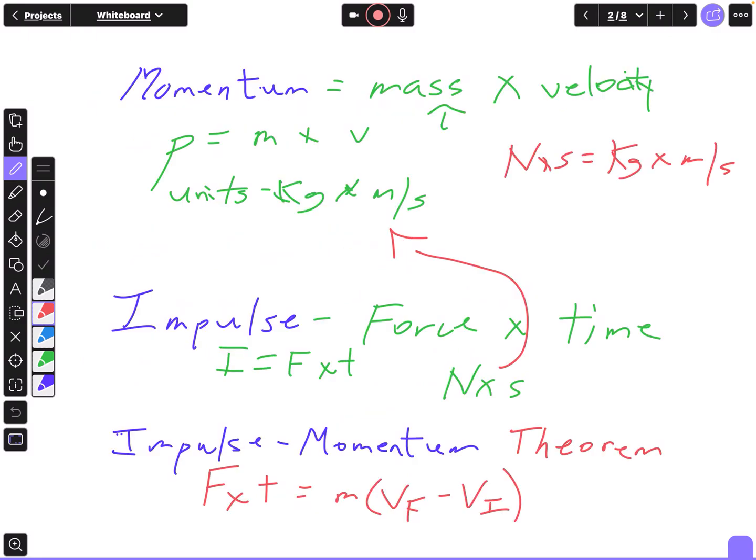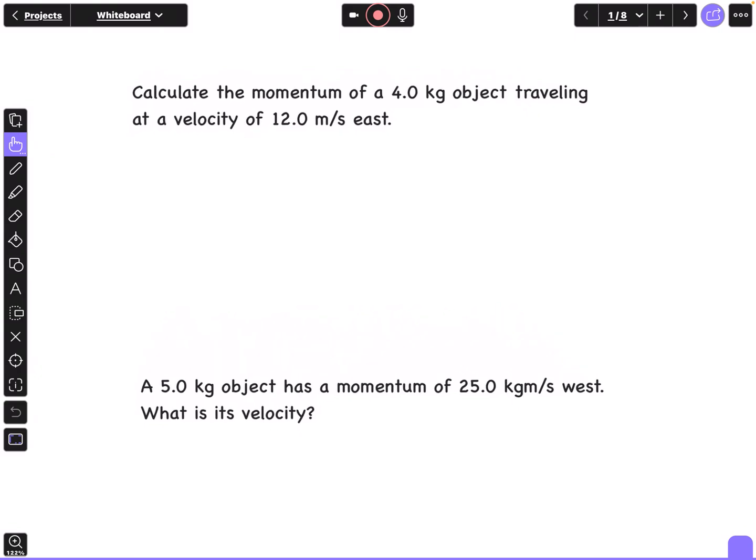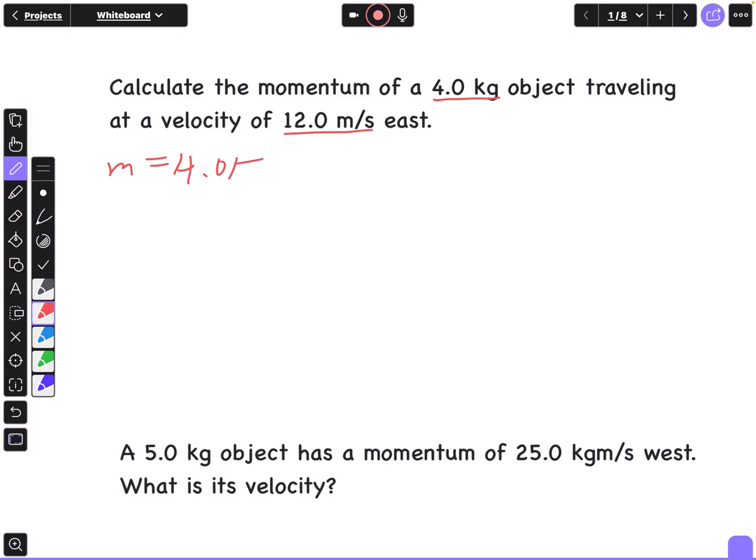So if we look at some problems, a few of these: calculate the momentum of a 4 kilogram object traveling at a velocity of 12 meters per second east. Sometimes it will give you a direction, east, and you need to show it in your answer. Sometimes it won't and you don't have to worry about it. I'm given a mass of 4.0 kilograms and a velocity of 12.0 meters per second east.